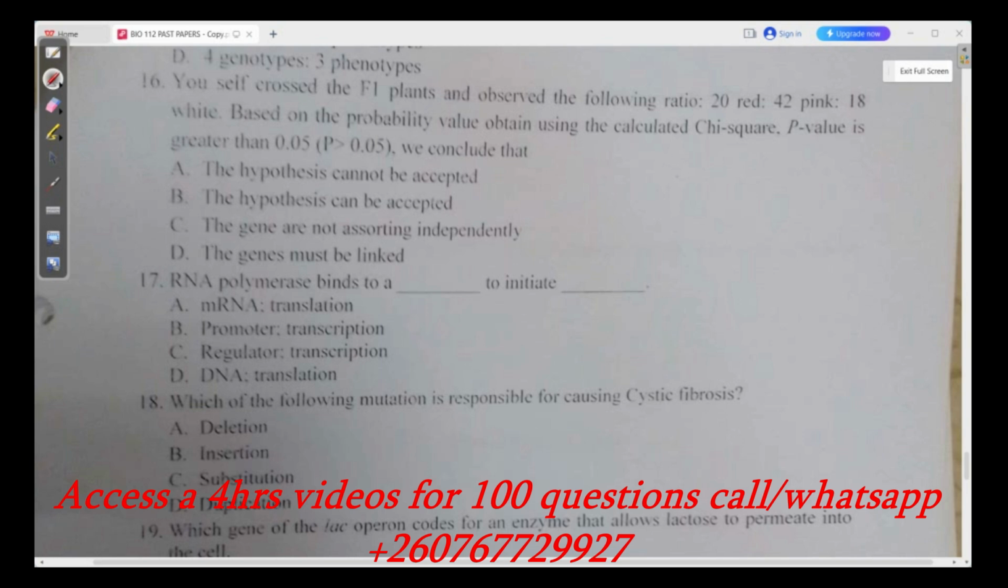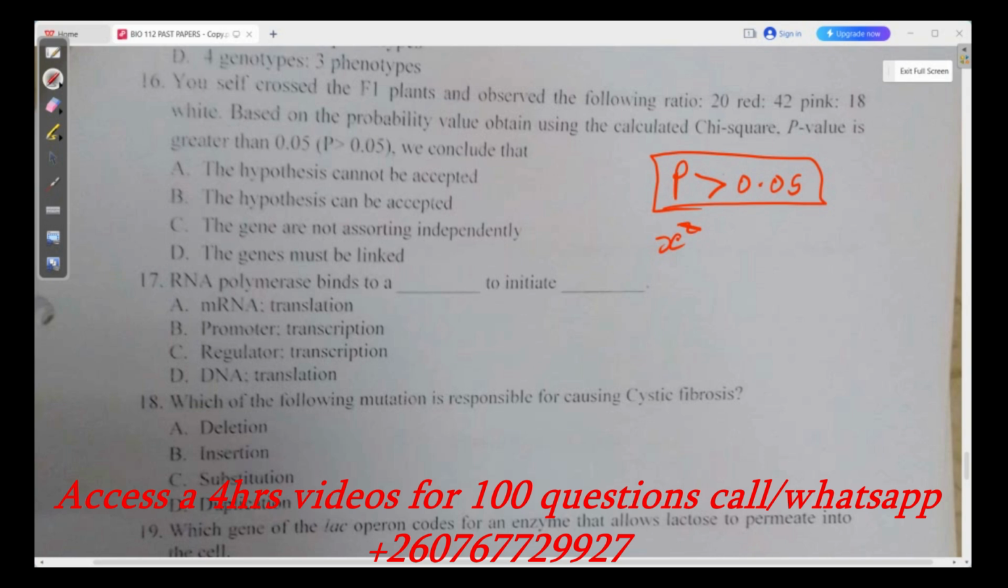So in the chi-square, you have the p-value. This p-value, you obtain it from the table. So if the p-value is greater than 0.05, what it means is that this p-value is greater than the chi-square. The chi-square is the value that you calculate. So when the p-value is greater than the chi-square, the results are accepted. That is, there is no significant difference between the observed and the expected values. So there will be no rejection.